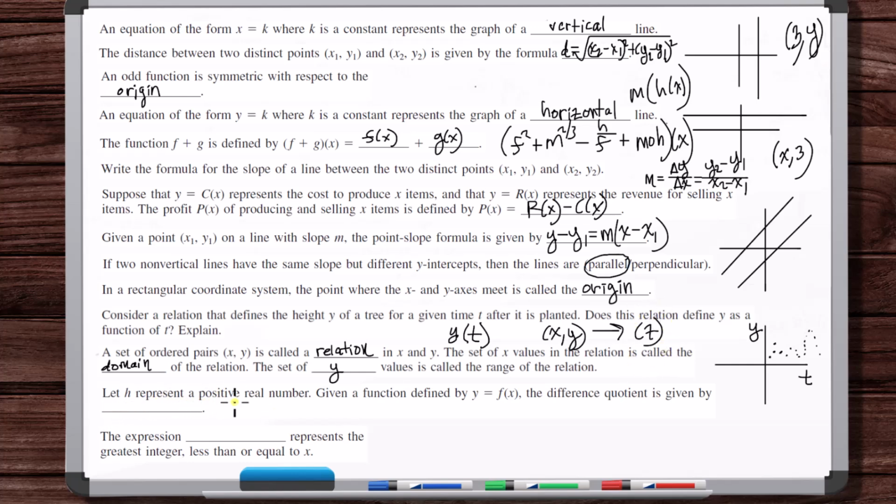Let h represent a positive real number. Given a function defined by y is equal to f of x, the difference quotient is defined by, so yeah, we didn't talk about this. We're skipping this one. The expression blank represents the greatest integer less than or equal to x. So yeah, remember there's a bunch of different functions out there. If you wanted to, you could say I've got y squared minus square root of x plus the greatest integer function of x is equal to 3. That's valid. It just seems weird because you're not used to this.